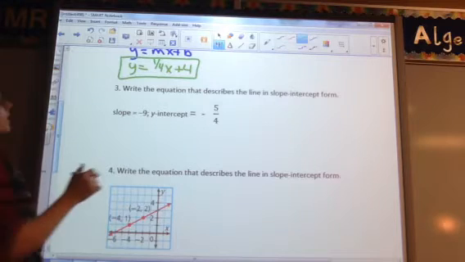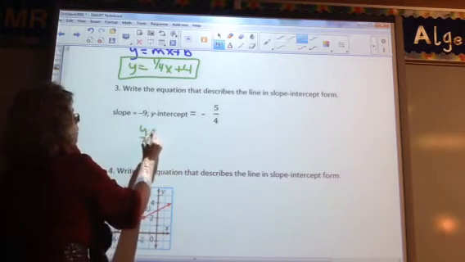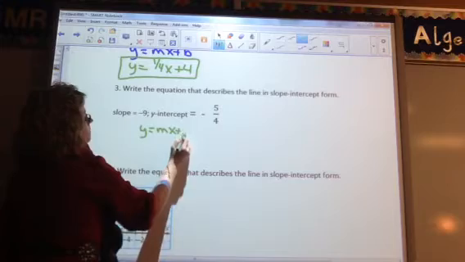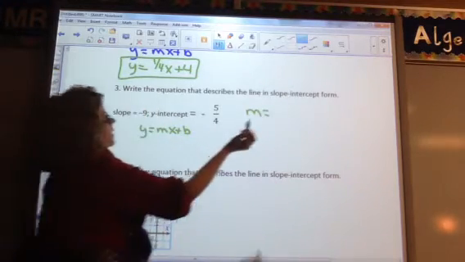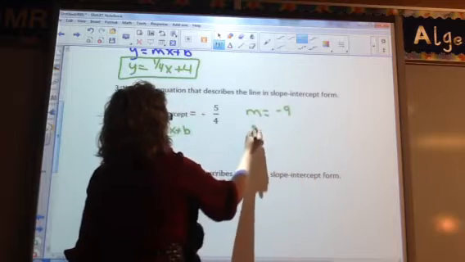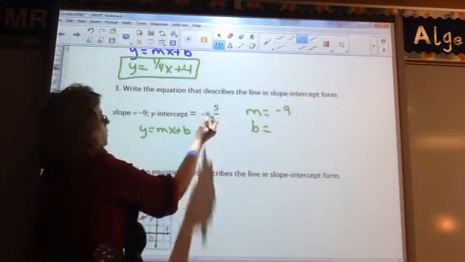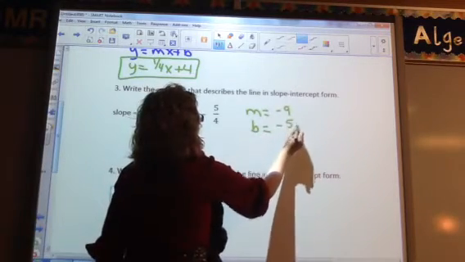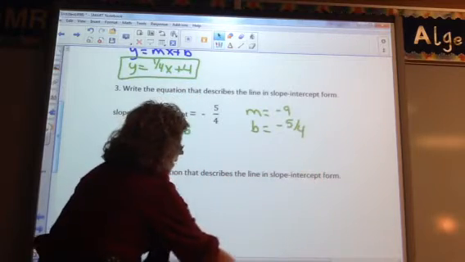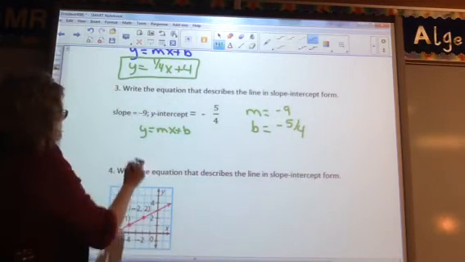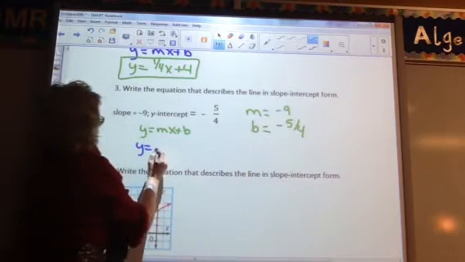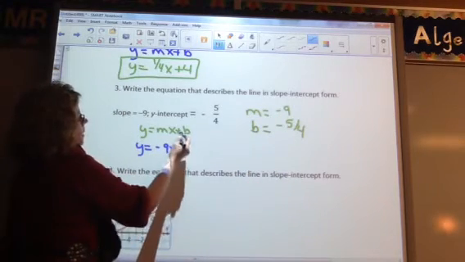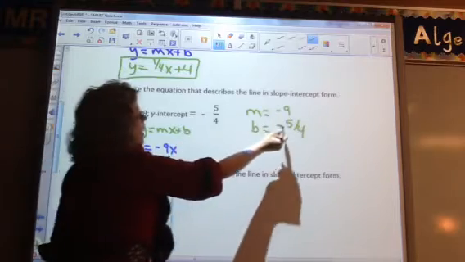Okay, again, we're going to do the same thing. So start with your slope-intercept formula. Let's identify our slope. Our slope is given as -9. And our B, which is our y-intercept, is given as -5/4. So now we can substitute into our formula. Y equals M, which is our slope, plus B, plus our y-intercept.